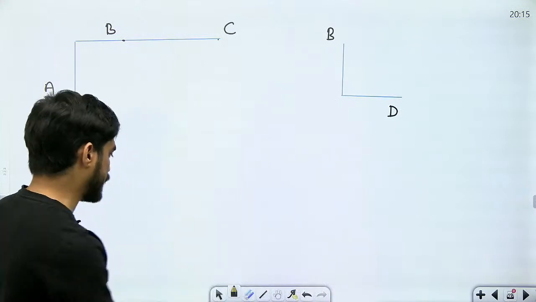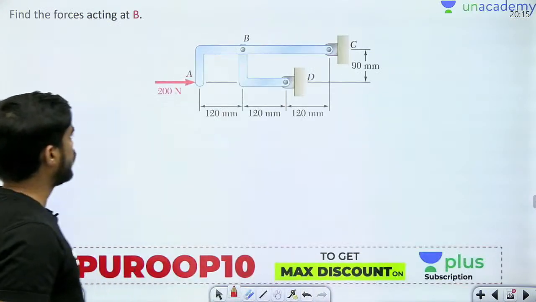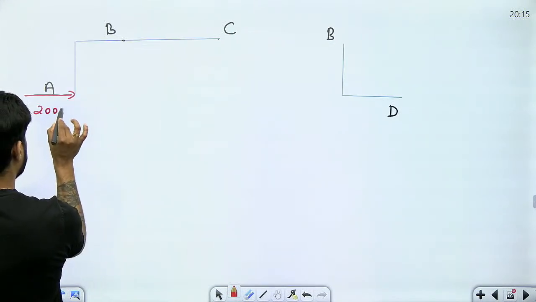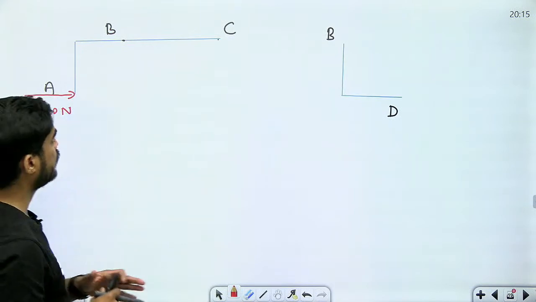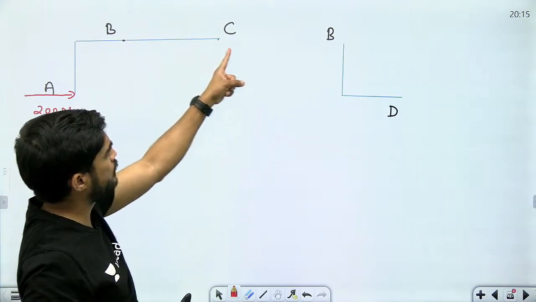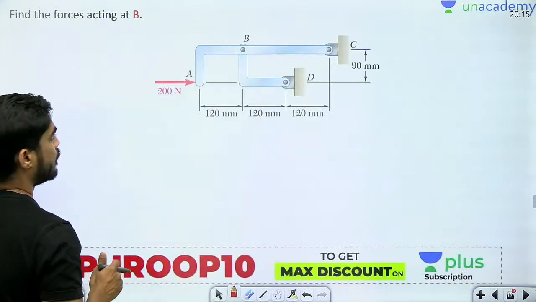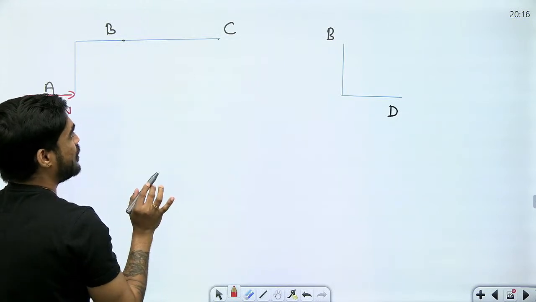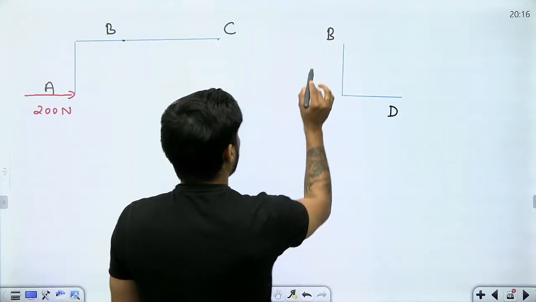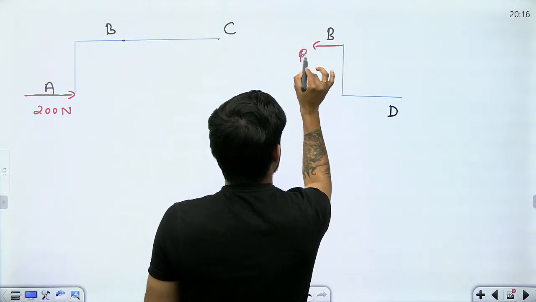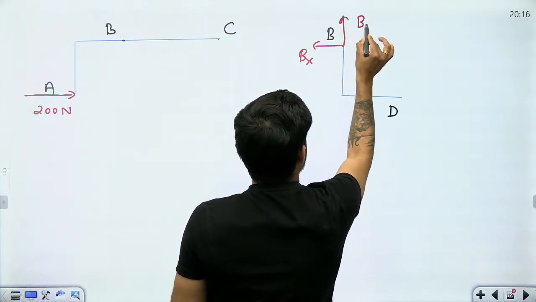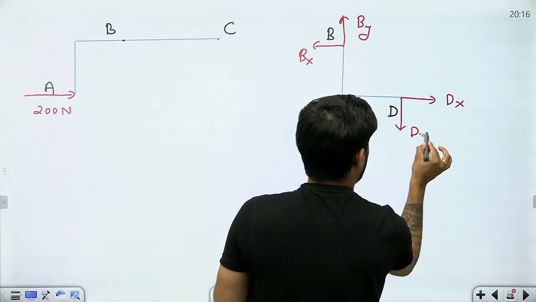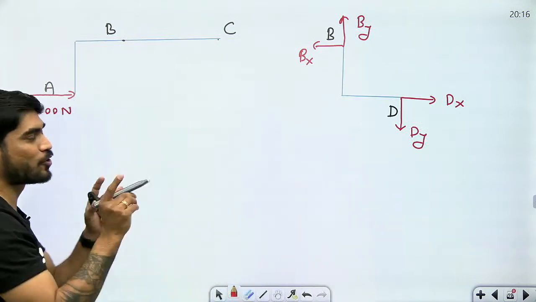Okay, so what are the forces? One force is acting at A, 200 Newton. Okay, now I will get two forces at B, two forces at C and two forces at D. Okay, so at point B again I will have to assume some direction. Now beta don't be dependent on me. ठीक है, तो भाई यहां पे मैं ऐसा अज्यूम कर लेता हूं BX, BY, DX, DY. Don't be dependent on me, assume your own direction.